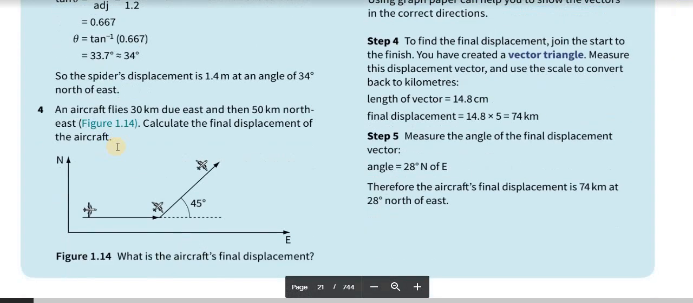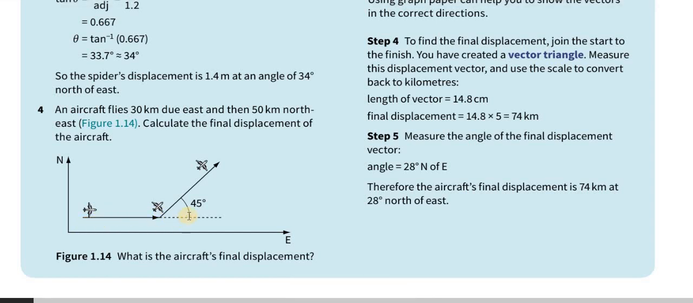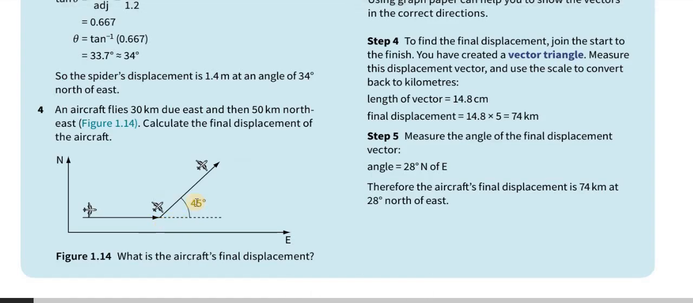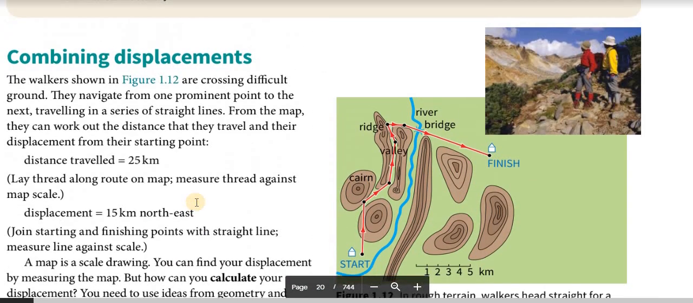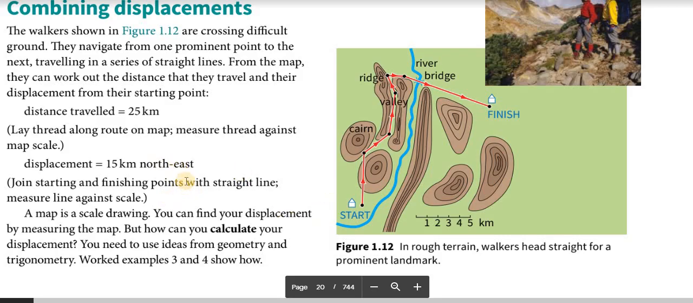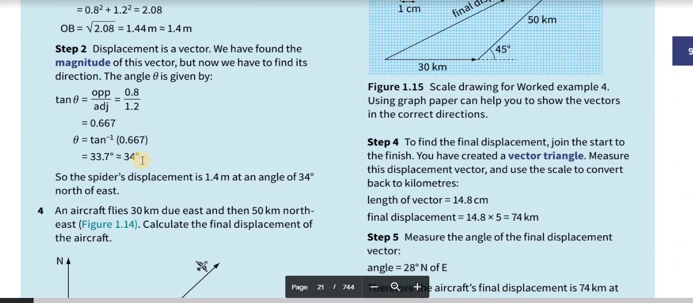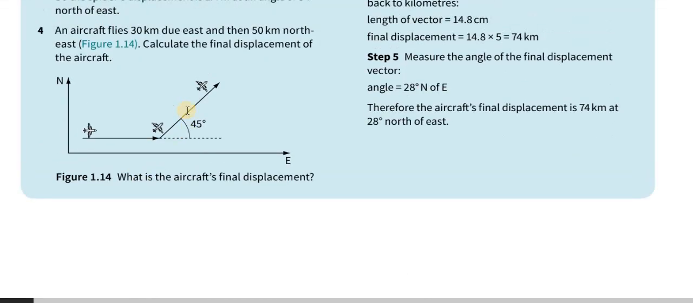Okay, next example. An aircraft flies 30 kilometers due east. You can see it's better to indicate it in a diagram like this. 30 kilometers due east and 50 kilometers northeast. Now when they say northeast, the angle is 45 degrees. There was another example earlier. We had here northeast. Northeast means the angle is 45 degrees, like over here, 45 degrees.